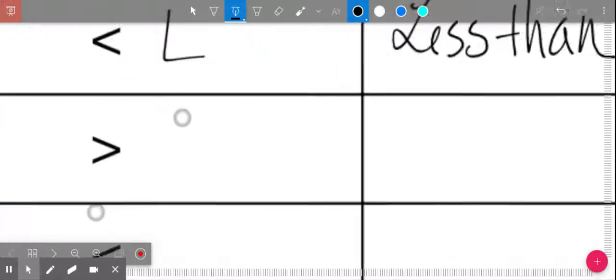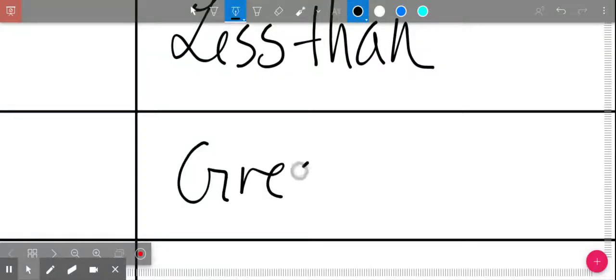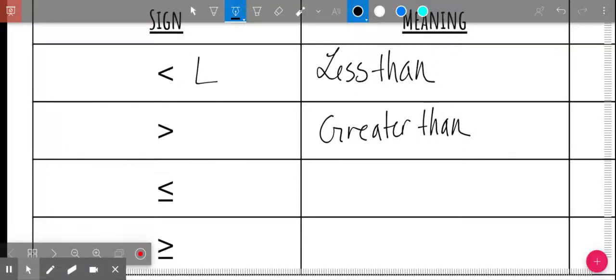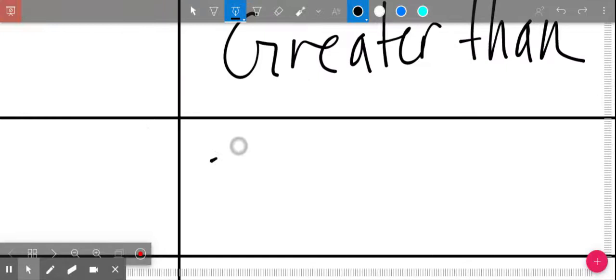The next one, it's facing the other direction, so that's going to be greater than. The next one, we have less than or equal to. See how it has that or equal to there? Okay, so less than or equal to.